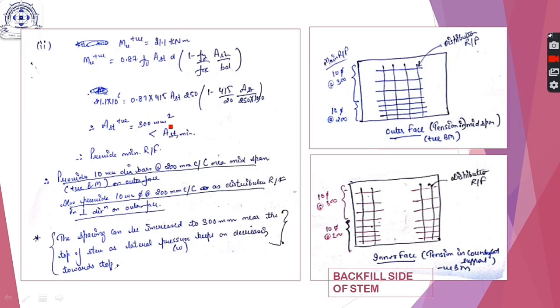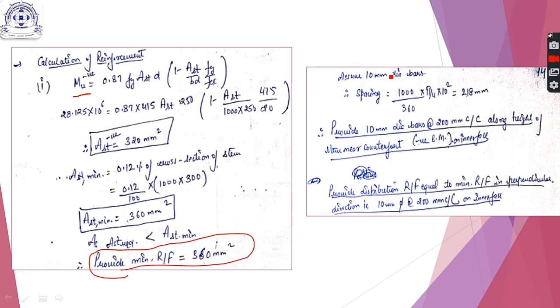We do not need to calculate it, although you can calculate. I have calculated it here for your understanding. This value is coming out to be around 300 mm square, which is less than Ast minimum. Therefore here also we will provide the 10 mm dia bar at 200 mm center to center, as in this case. Okay, now what is this distribution steel?